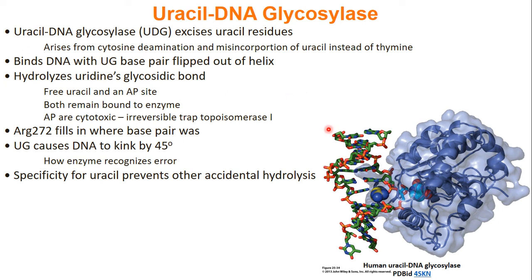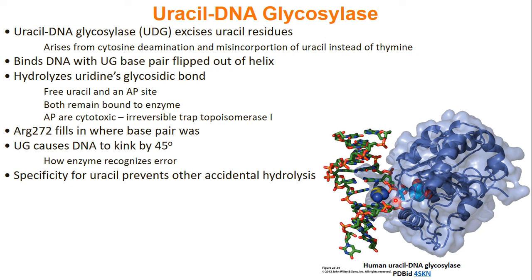You then cut the glycosidic bond that attached your uracil to your deoxyribose, and the uracil in the AP site will remain bound to this enzyme. So you just don't cut and go, you just kind of keep it bound. And the reason is that these AP sites are toxic. If topoisomerase 1 came along, it would get stuck on this abasic site and would never be able to leave, which basically means that cell is condemned to death, because your genome could never be fully replicated. You would have a protein just stuck on your DNA forever.